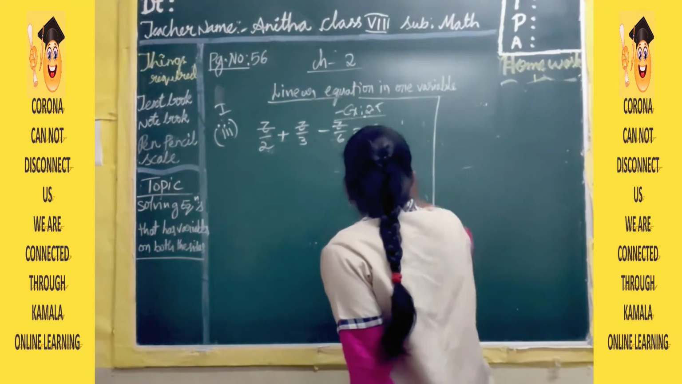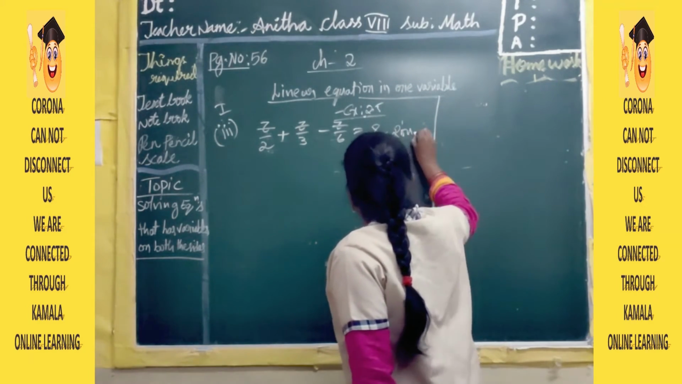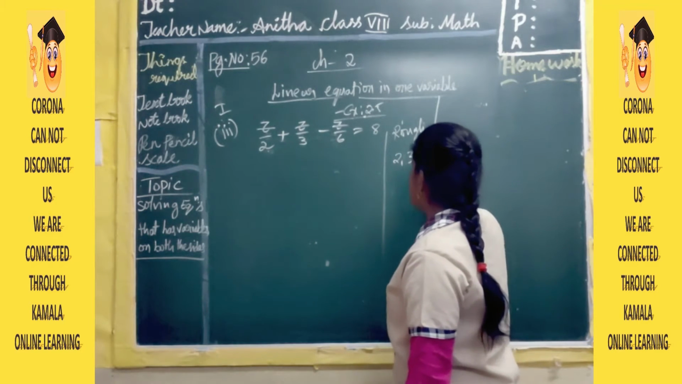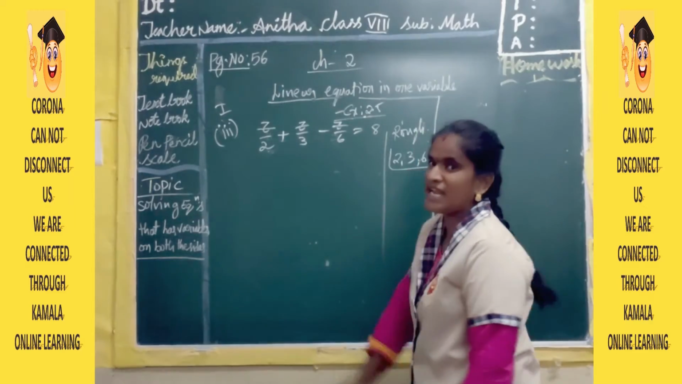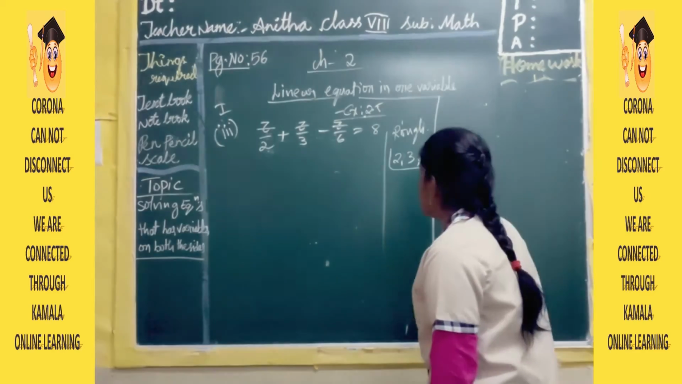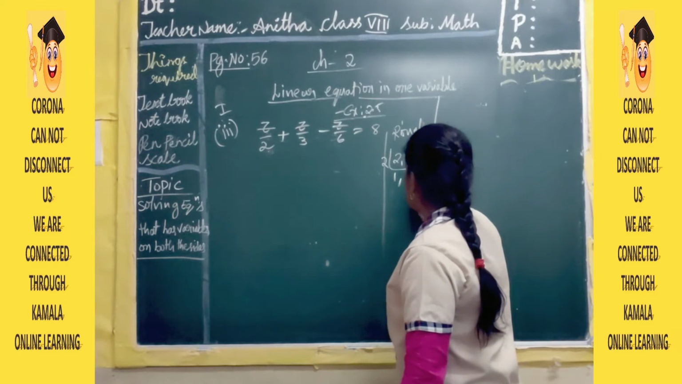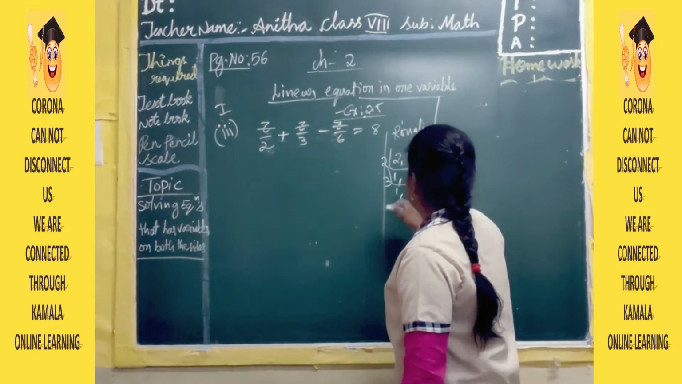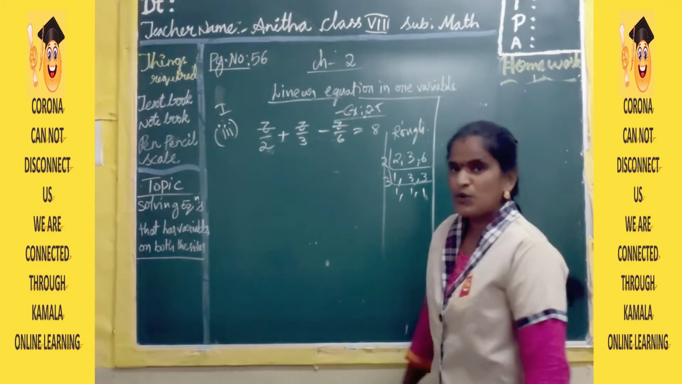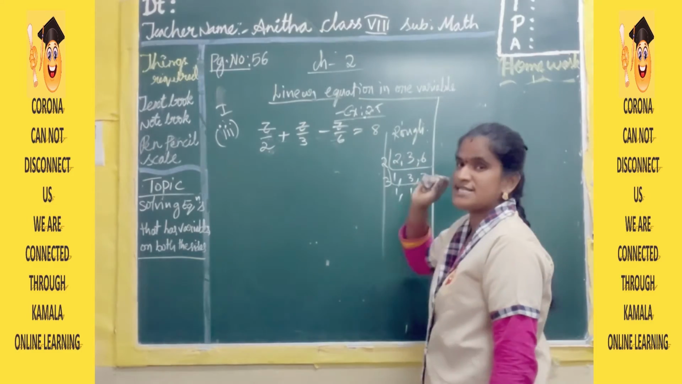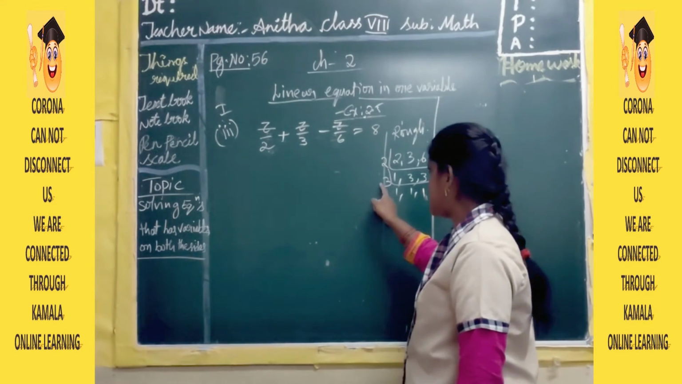So I am assuming this as rough space. In this we will find the LCM value of 2, 3, 6. We want to calculate the LCM of 2, 3, 6. In the 2 table, 2 ones are 2, 2 threes are 6. Again in the 3 table, 3 ones are 3. So what is the LCM of 2, 3, 6? 6 is the LCM. 2 threes are 6.